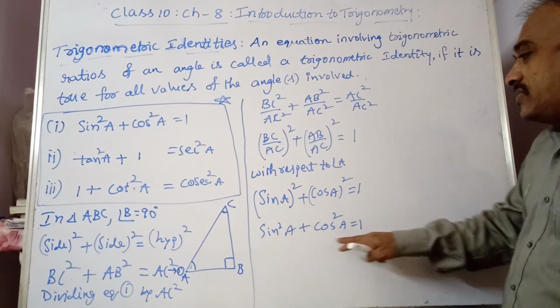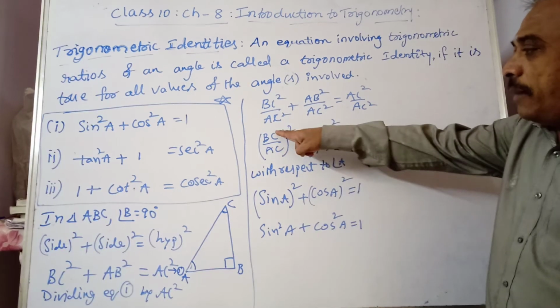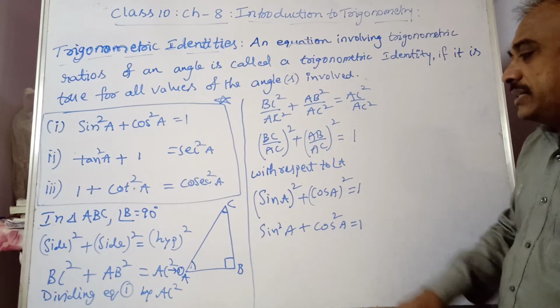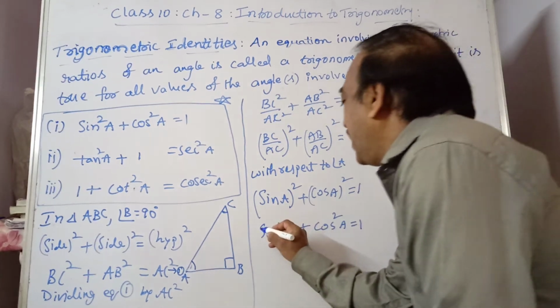How did you get sin square A and cos square A? Opposite by hypotenuse is sin. Adjacent by hypotenuse is cos. So sin square A plus cos square A is equal to 1. This is the main identity.